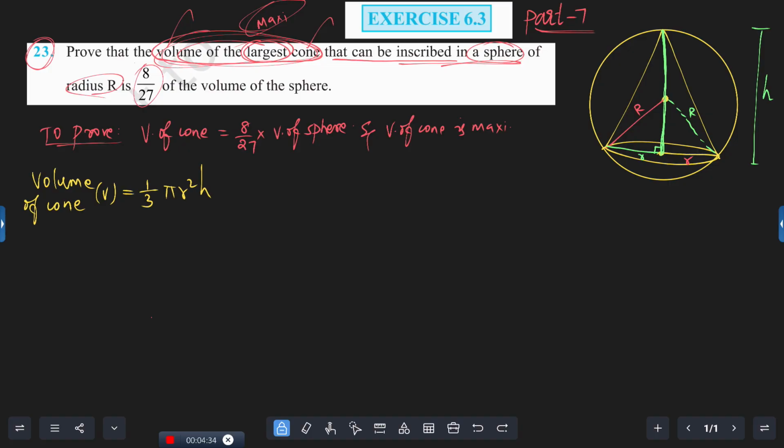That's it. But here we have two unknown things. One r square, and one more, h. So any one only you have to keep as a variable, the other one you have to take as a constant. What extra point is given? What extra point is given? Nothing. So we'll try to use Pythagoras theorem, or similar triangles, whichever is possible, that I will go with.